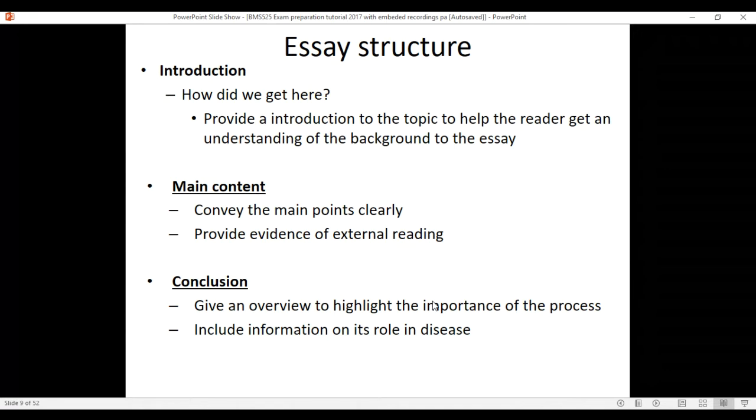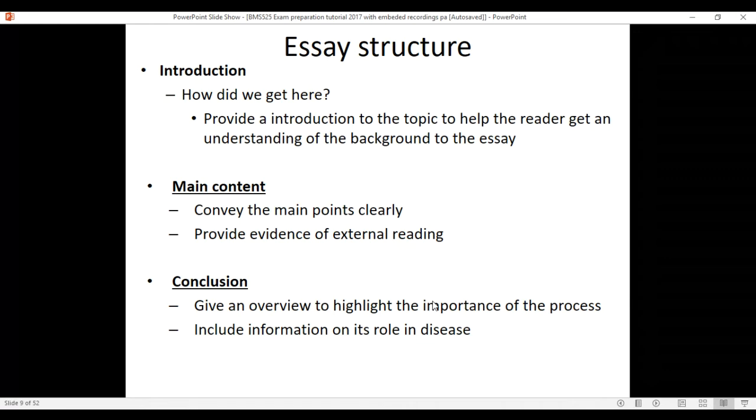Once you've provided your introduction, then get stuck into the meat of the essay, convey the main points clearly, and at this level we'll expect you to provide some evidence of external reading. Okay, so that's where the marks will come from. And lastly, I would expect you to give a conclusion.